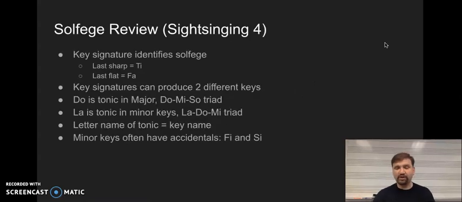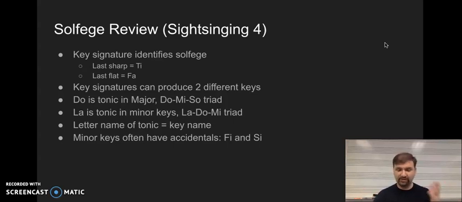Sightsinging Part 4, we talked a lot about keys and key signatures. So just as a recap, a key signature helps us to identify which notes are which solfege syllables. Of course, the last sharp is always going to be Ti, and the last flat is always going to be Fa. From there, we can realize that key signatures can produce more than one key.